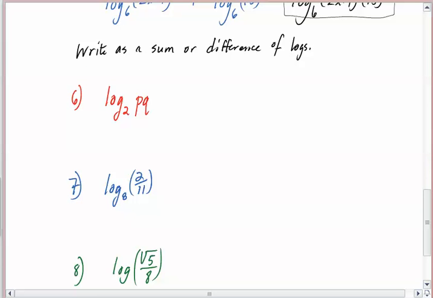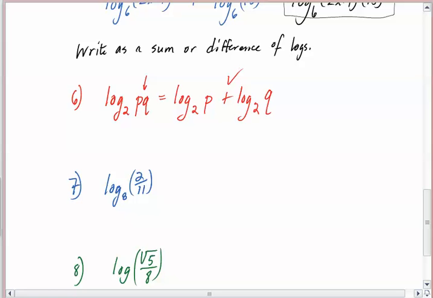All right, so let's take a look at this last part. Write as a sum or difference of logs. So all we're going to be doing is just going in the opposite direction. So let's take a look. If I have the log of a product, then I can rewrite that as the sum of two logs in this way right here. Log base 2 of p plus, notice I'm inserting the word log again, as a sum or difference, because if I have a product, then I'm going to have a sum.